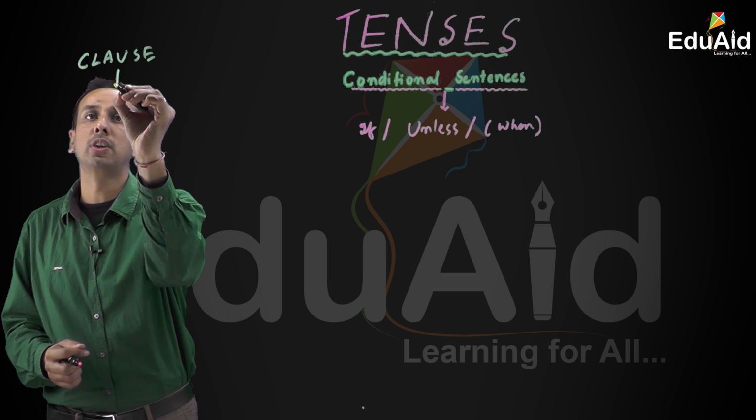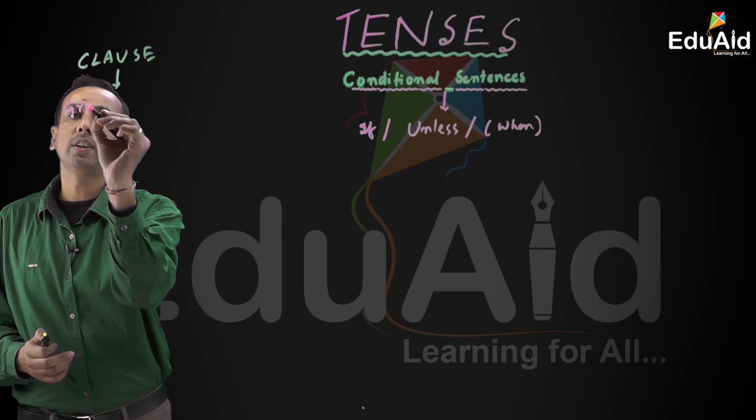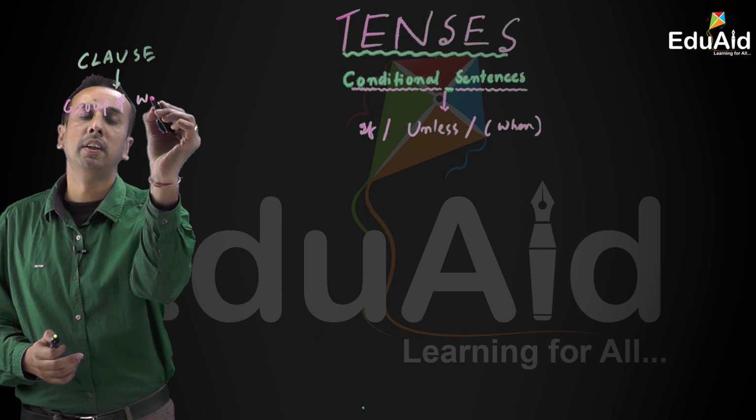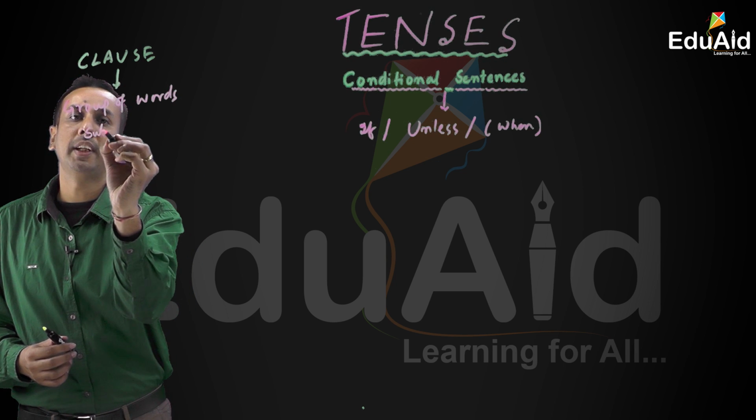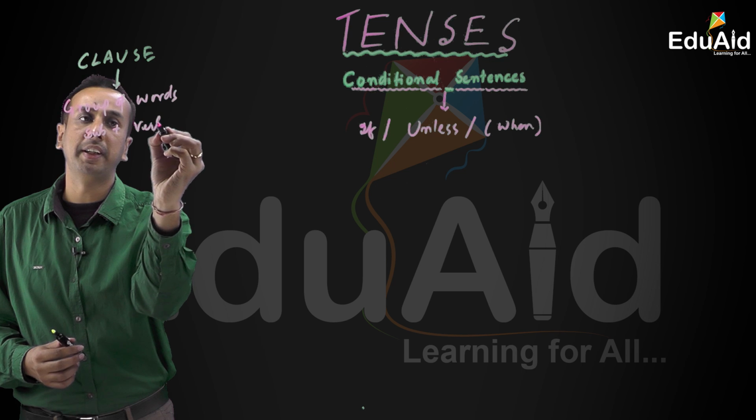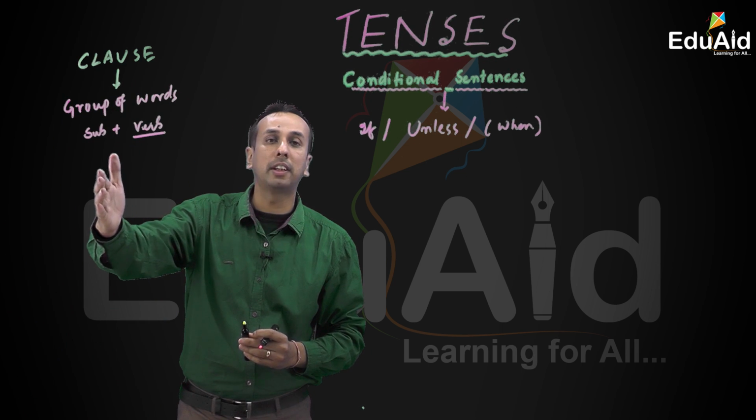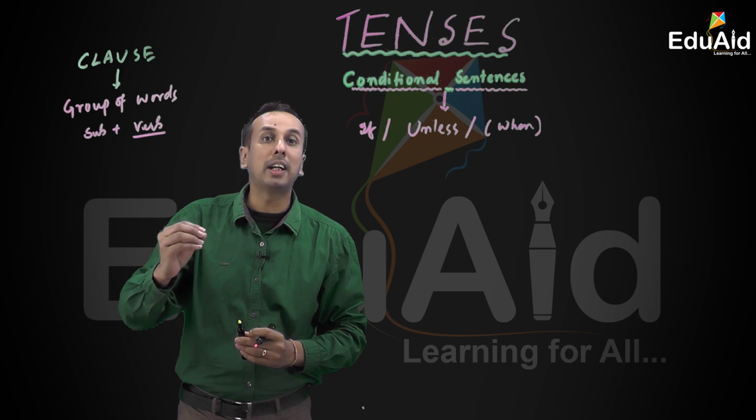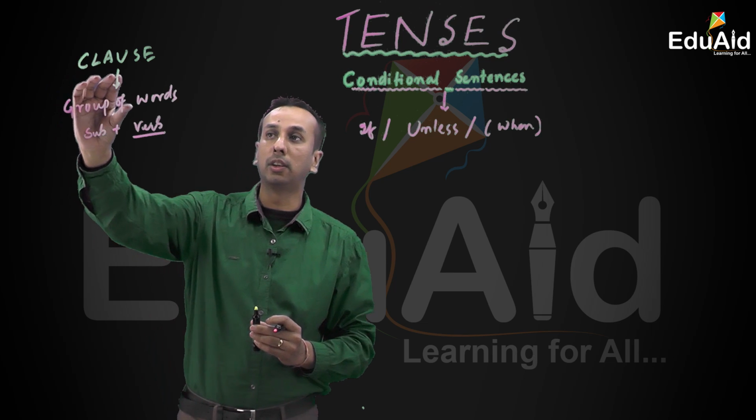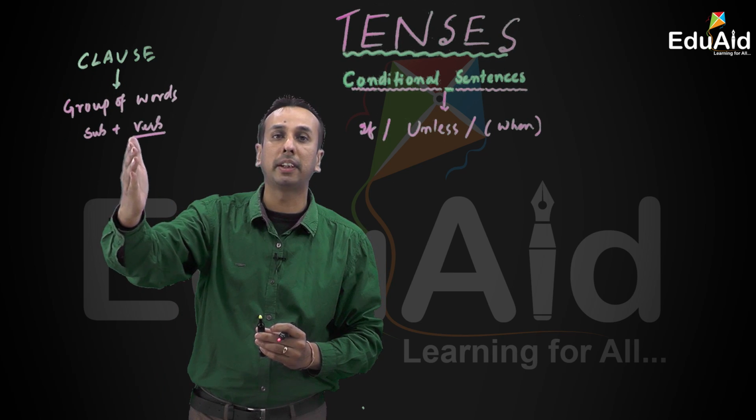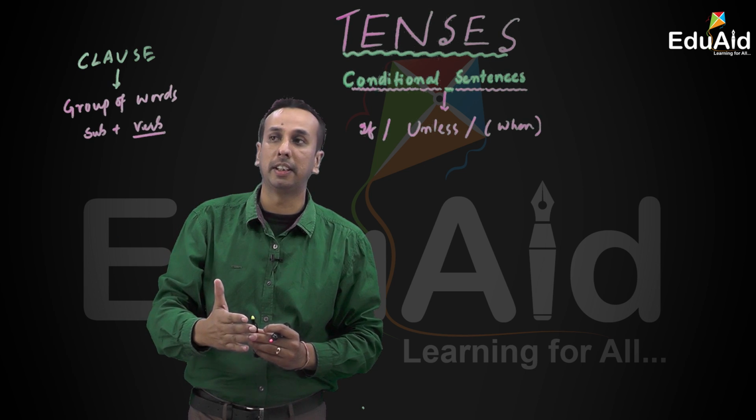What is a clause? A clause is a group of words that has its own subject and a verb, a predicate. Most importantly, it must have a verb. It forms a sentence or a part of a sentence. I repeat, a clause is a group of words that has its own subject and a predicate. It forms a sentence or it forms a part of a sentence.